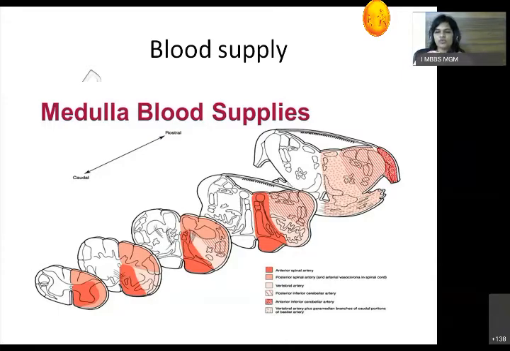These 2 vertebral arteries will come in the posterior cranial fossa and they join over the pons to form the single artery called as a basilar artery. These basilar artery and internal carotid arteries, they join together to form a circle, so called as a circle of Willis. So here you are able to see the blood supply is different for different parts of the section.